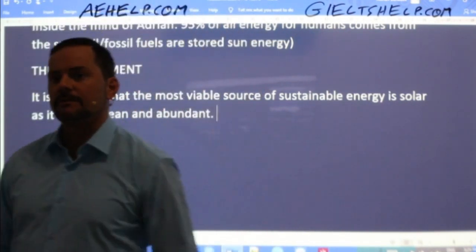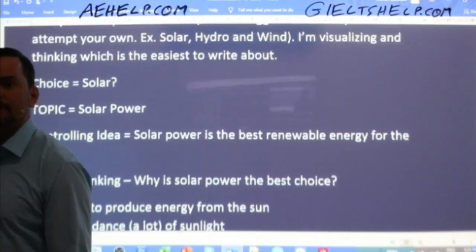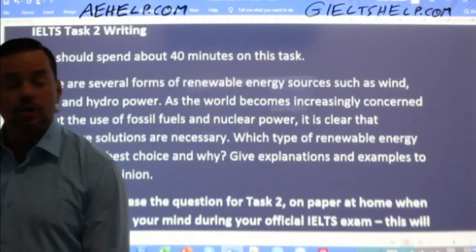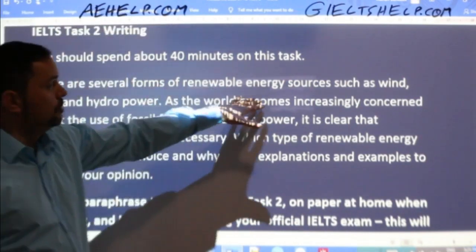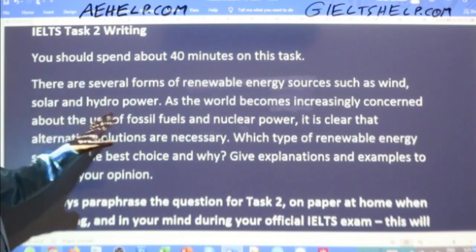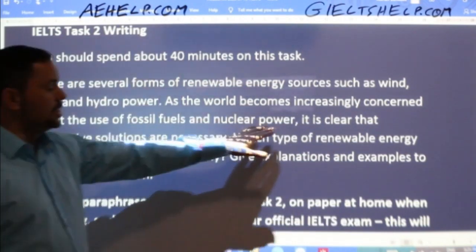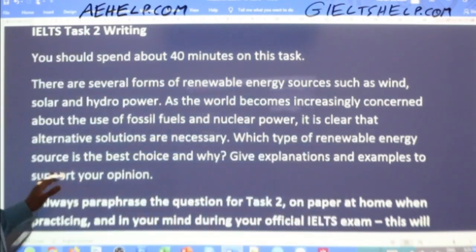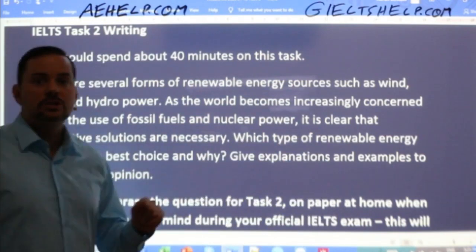I'll go back to the question for some of you that may have missed it, and I'll explain the word viable in a second, okay? So the original question, again, and it's a good idea to read the original question before you write your thesis statement. The original question was, there are several forms of renewable energy sources such as wind, solar, and hydropower. As the world becomes increasingly concerned about the use of fossil fuels and nuclear power, it is clear that alternative solutions are necessary. Which type of renewable energy source is the best choice and why? Give explanations and examples to support your opinion.